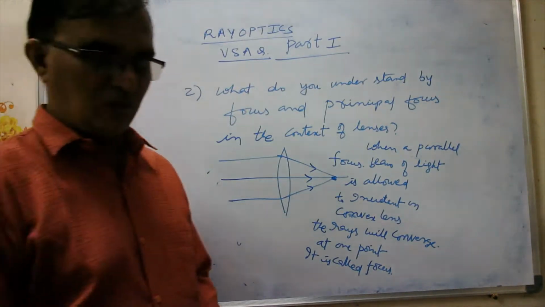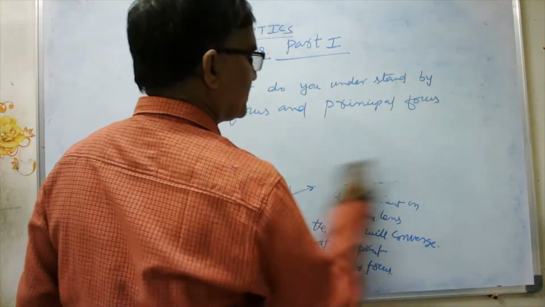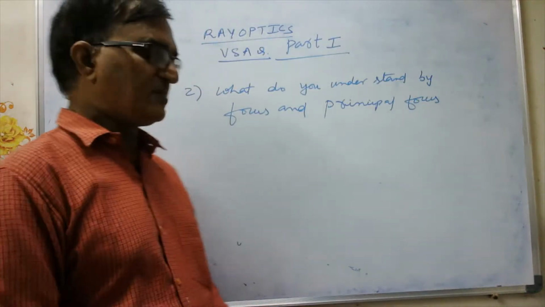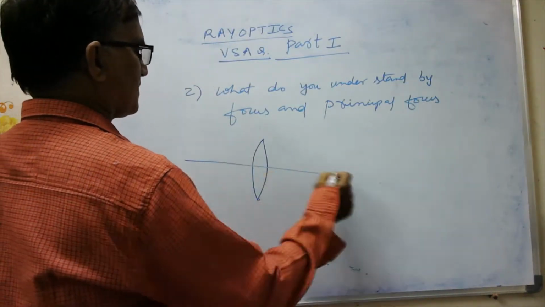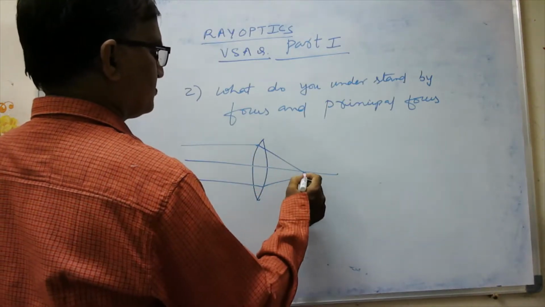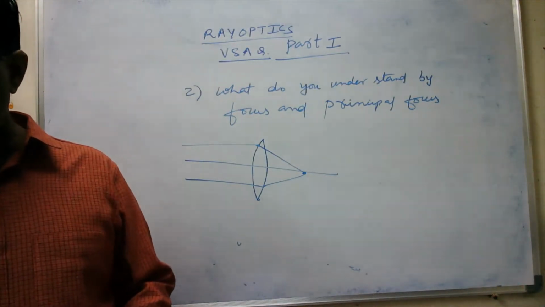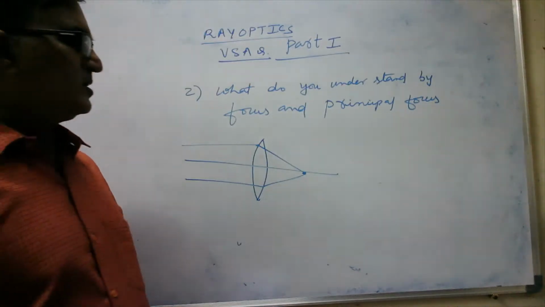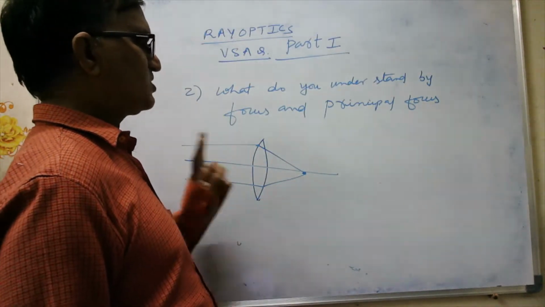Now, principal focus. Principal focus means what you know? The rays coming from infinity converge at a particular point on the principal axis of the lens, at which the image of an object at infinity is formed. When the object is kept at infinity, the image is formed at focus. That is called as principal focus.